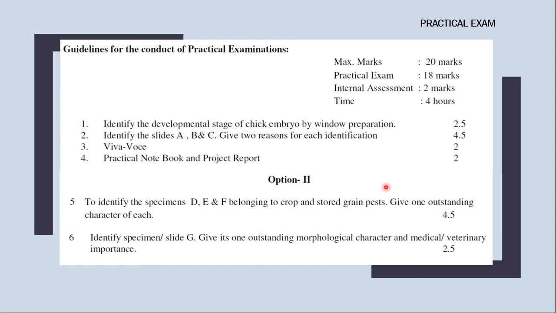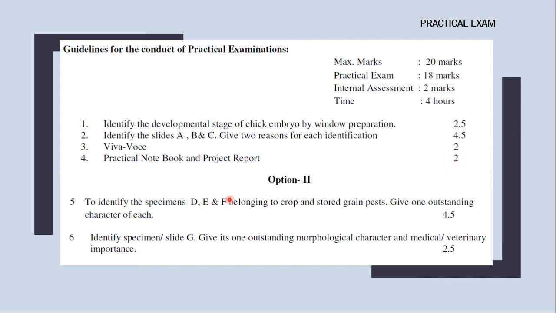Your practical exam will be of 20 marks and the exam will be of 18 marks. Internal assessment will be for 2 marks. Okay. In the practical part, this is the part where your developmental biology questions will be asked, these two questions. Then for Viva, you have 2 marks. For practical notebook and project report, you would have 2 marks.